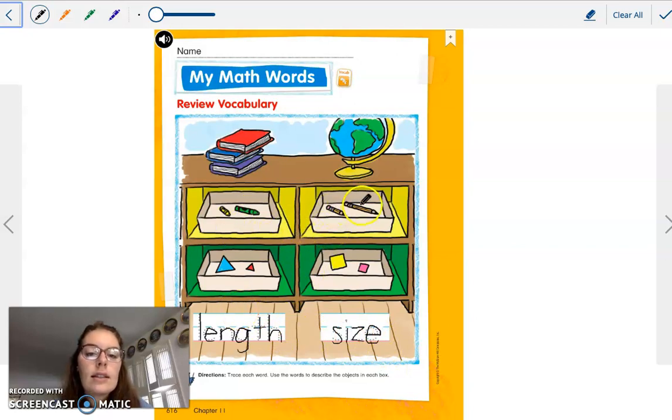So I see up here these two pencils. The length of this pencil is longer. It is longer than this pencil. Down here, the yellow square is bigger in size than the pink square. Size describes, is it little or big? The red triangle is smaller in size in comparison to the blue triangle. And this green crayon is longer in length than the yellow crayon.